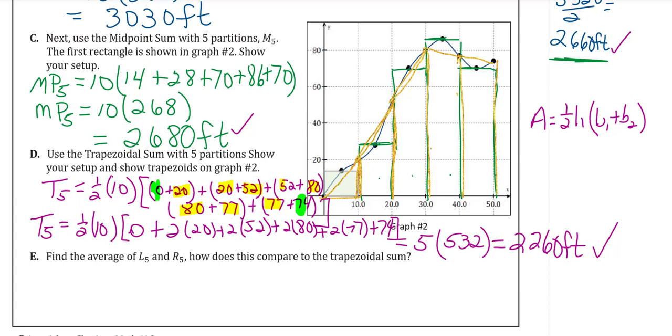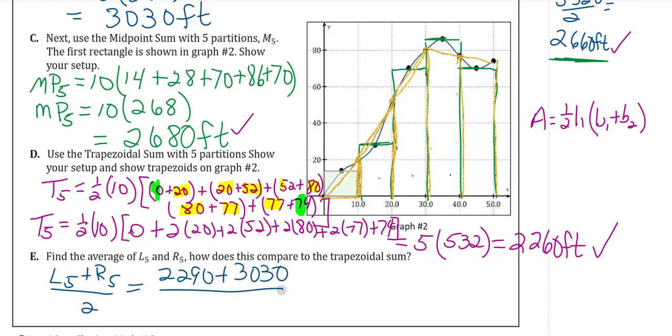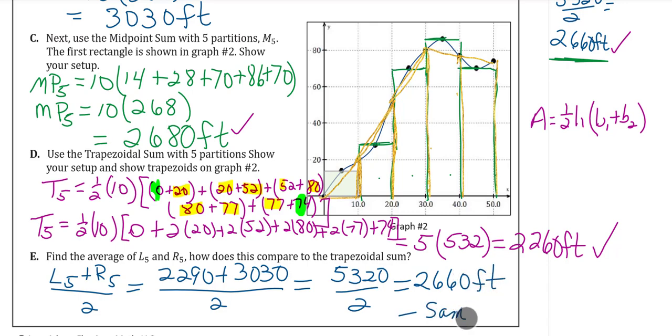Okay, so I already did that for the last question. I forgot that was the last question. So let me just write that work down here so we have it. So L5 plus R5 divided by 2 is going to be 2290 plus 3030 over 2. So that's 5320 over 2, which is 2,660 feet. And this is the same as the trapezoidal method.